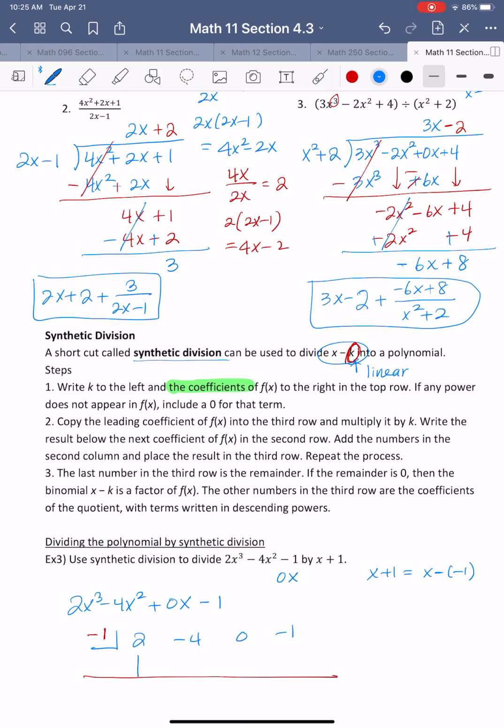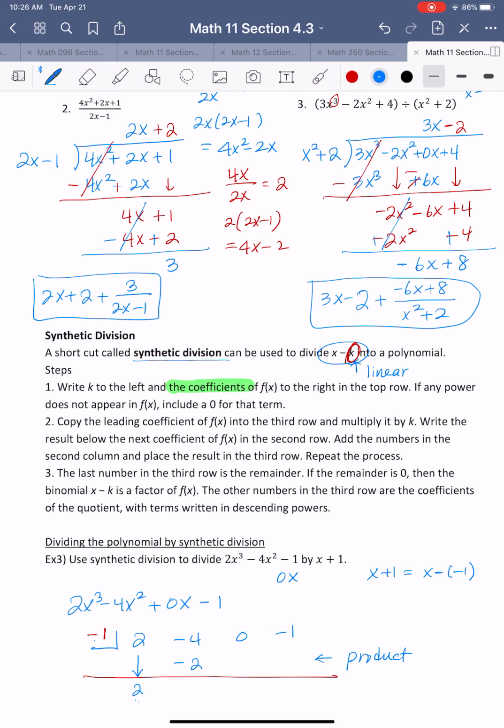So first number 2, just drop it, because there's nothing between that. Now we're going to start multiplying. We're going to multiply -1 to 2, and the product is -2. So you put the product here. The product always goes on the bottom, from this number to this number.